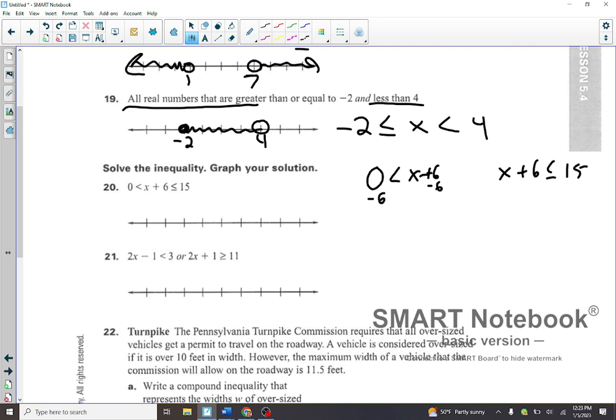-6, -6. -6 is less than x. -6, -6. X is less than or equal to 9. So -6, 9, open circle, closed circle, color in the middle.